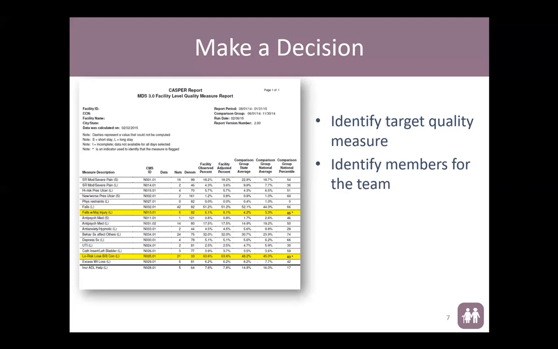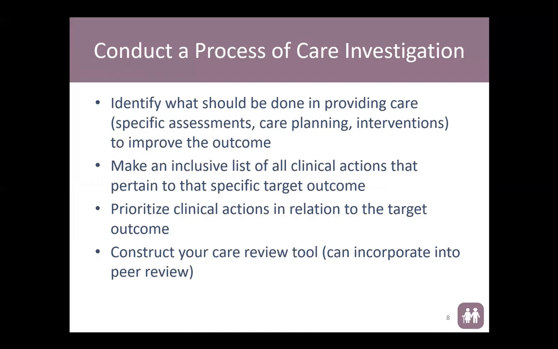Once you've identified that team, you want to conduct a process of care investigation. That's important because you want to know what should be done in providing the care for that particular outcome. Does it include specific assessments? What is the care planning that should be involved? And what interventions are considered best practice or standard of care in that particular area? You can make an all-inclusive list of those clinical actions that pertain to your target outcome and then prioritize those so that you can then create a care review tool that you use in investigating what's currently happening in your nursing facility.